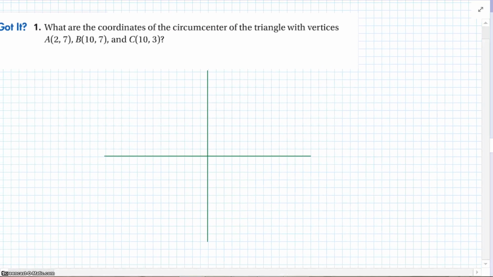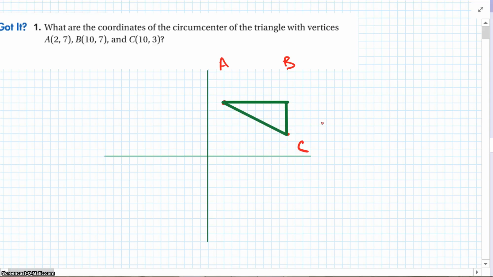All right. What are the coordinates of the circumcenter of a triangle with vertices of 2, 7, 10, 7, and 10, 3? Well, just by looking and reading the points, we know this is going to be a right triangle. So 2, 7: 1, 2, 3, 4, 5, 6, 7. So there's point A. 10, 7. So there's point B, and 10, 3. And there's point C. So we can draw our triangle. I'll do the best I can to draw it properly.